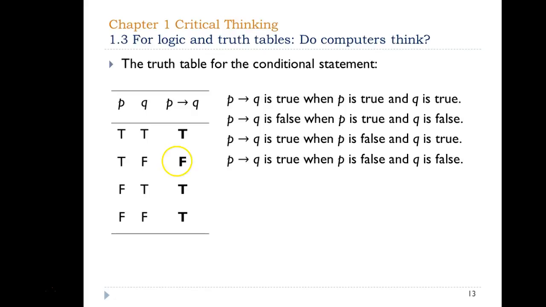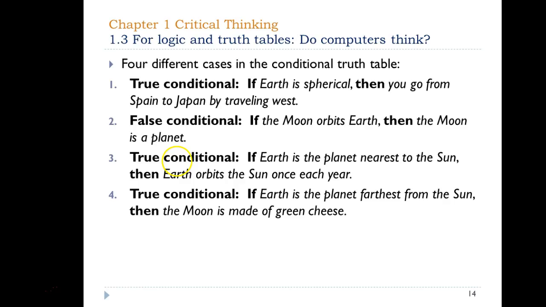P implies Q is true when P is true and Q is true. P implies Q is false when P is true and Q is false. P implies Q is true when P is false and Q is true. P implies Q is true when P is false and Q is false. Here are 4 different cases in the conditional truth table.